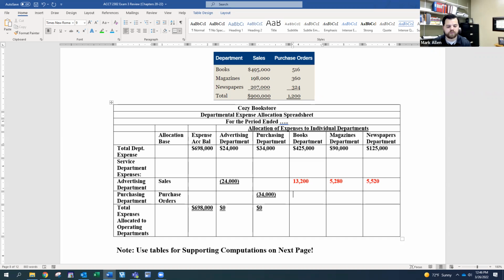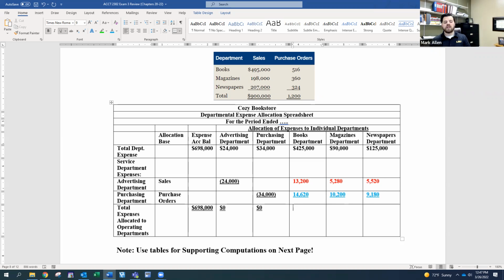Now we'll come down. For my purchasing department, I'm zeroing out purchasing, and I'm taking that 34 and putting it across the other three departments. 14,620 right here, 10,200 here, and 9,180 there.